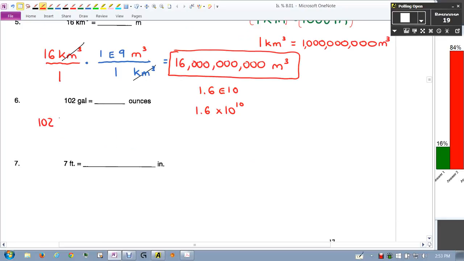I'm going to write 102 gallons, my G's are weird, over 1. Here's the ratio I'm putting in here, my conversion factor. I need to get rid of the gallons unit, and I need to get ounces up here. The relationship I have is 128 ounces is 1 gallon. My units of gallons would cancel, and I get 13,056 what? Ounces.